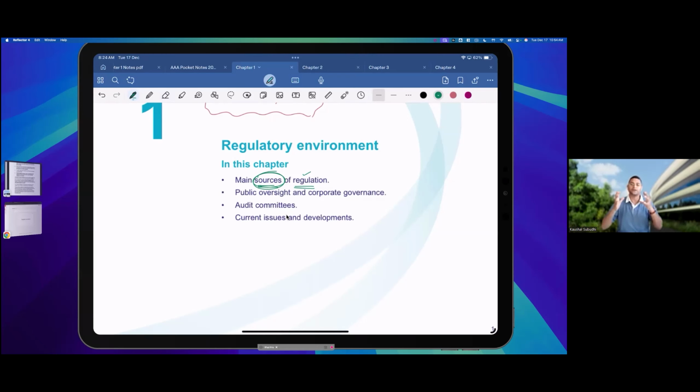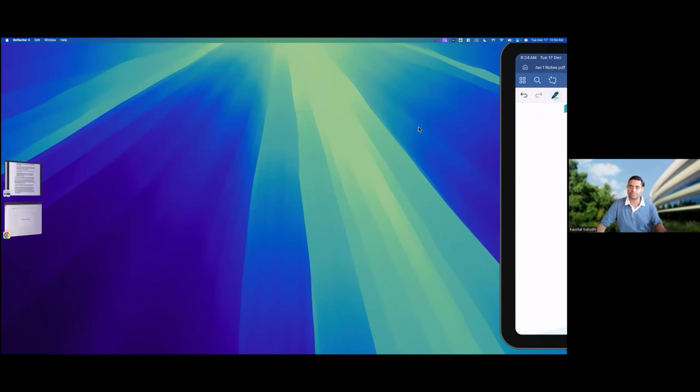Once our classroom discussion of all these things becomes detailed enough, maybe you may not have to refer to the study text at all, but if it's needed, then yes, you have to go through the study text. Just give me a moment.